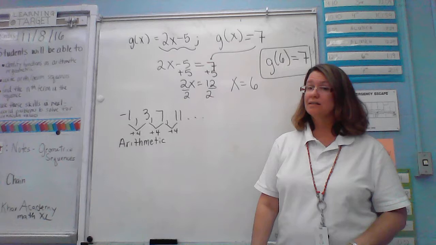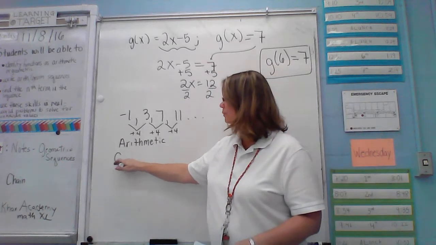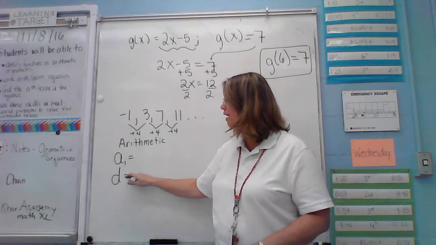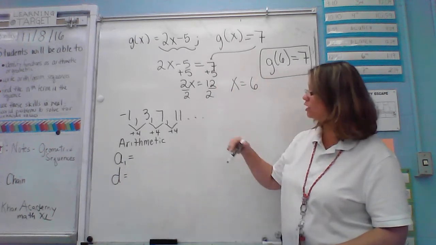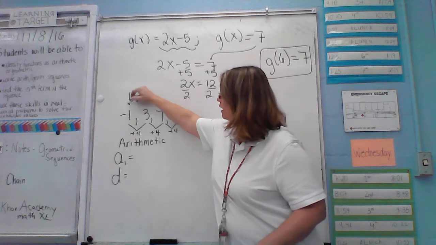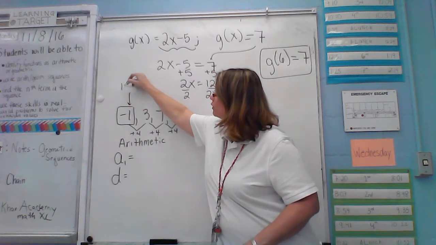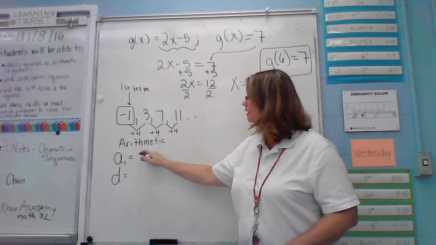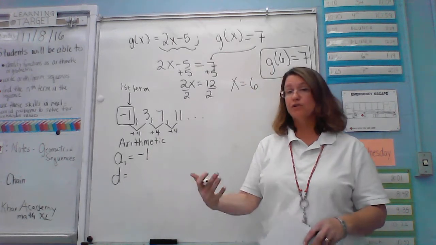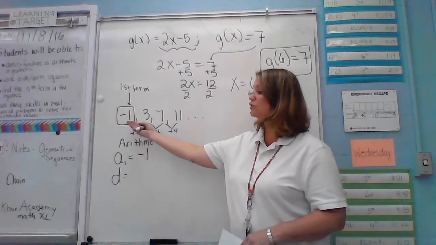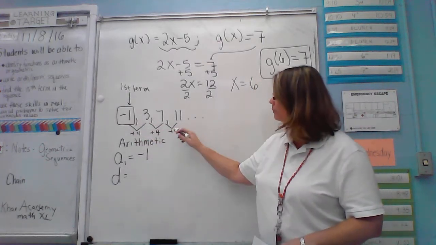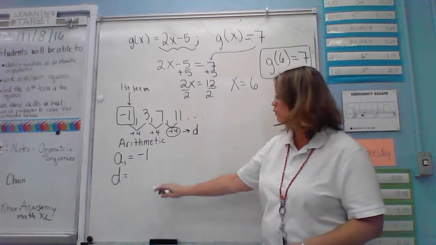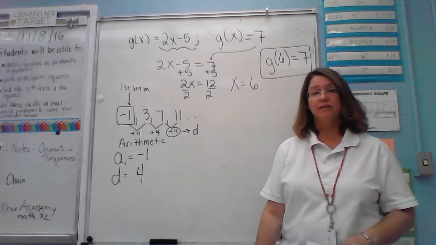Now, if it's an arithmetic sequence, that means I should be able to tell what the first term is. I should be able to tell what the common difference is. So let's look at our sequence. Isn't this guy right here, -1, your first term? We are going to let A1 equal that -1. That's our first term. This letter D stands for a common difference. What number are we adding every single time? We are adding a 4, so we're going to put a 4 right there for common difference.